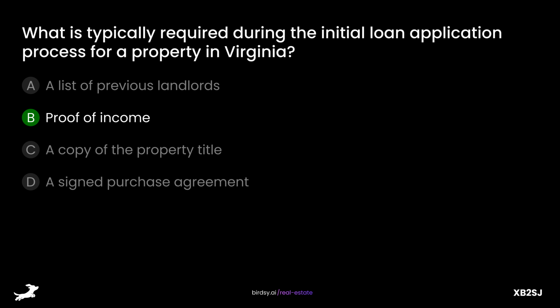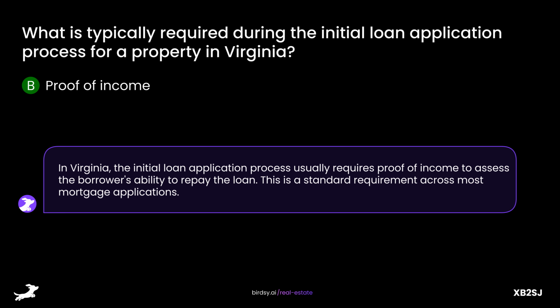Proof of income. In Virginia, the initial loan application process usually requires proof of income to assess the borrower's ability to repay the loan. This is a standard requirement across most mortgage applications.